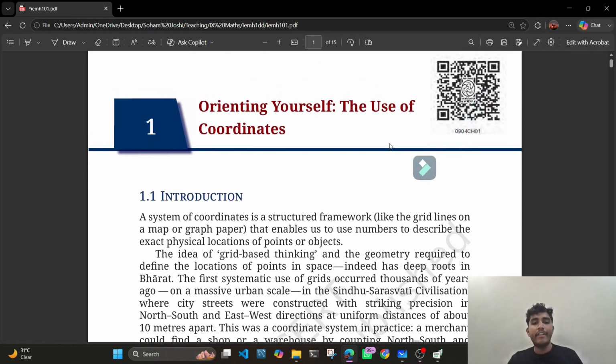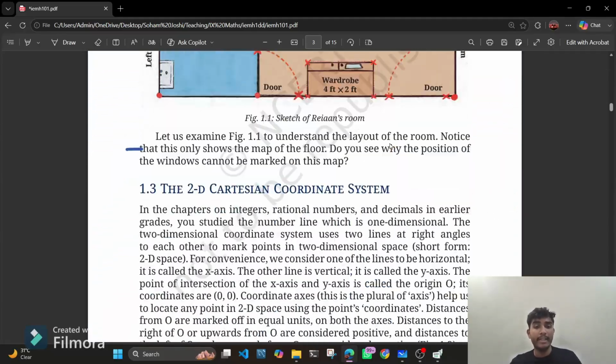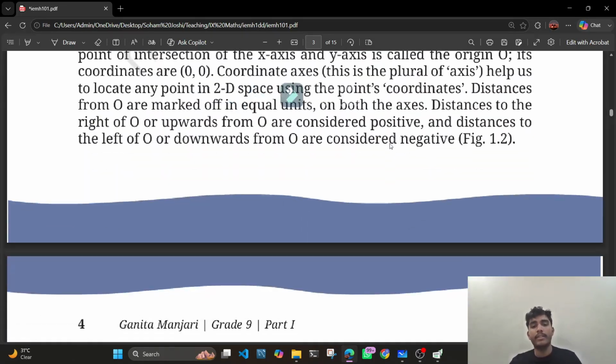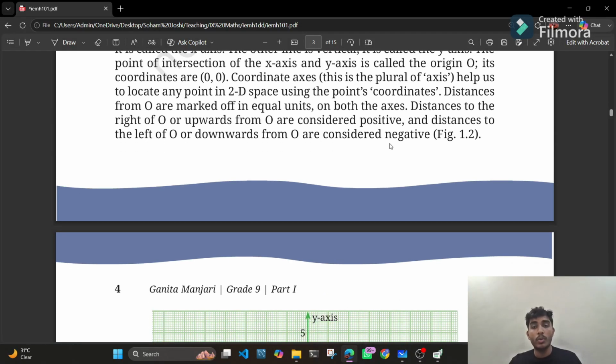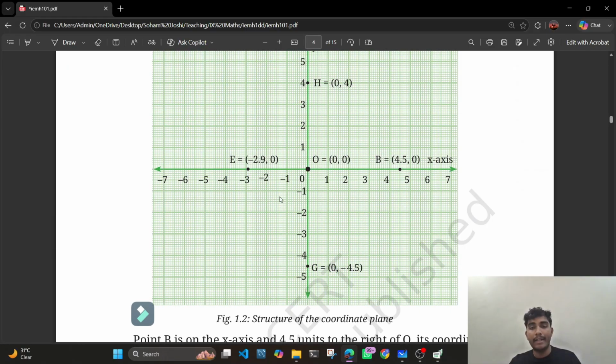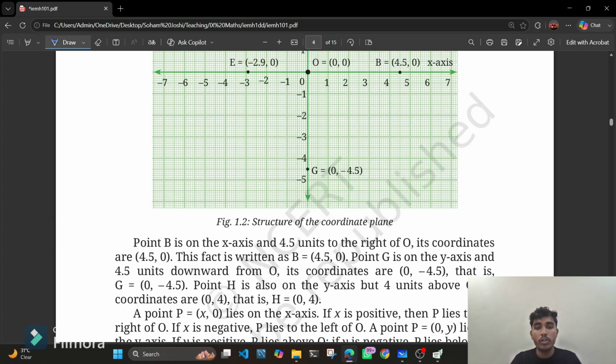Okay, so far we have learned introduction to coordinates, what are coordinates, how do we use coordinates, why do we use coordinates. Then we have the 2D Cartesian system, that is we use two axes to represent the 2D space. ठीक है, x axis, y axis, तुम यहाँ भी देख सकते हो, यहाँ पे भी पॉइंट्स दिए हुए हैं. This is also a good thing to learn about.